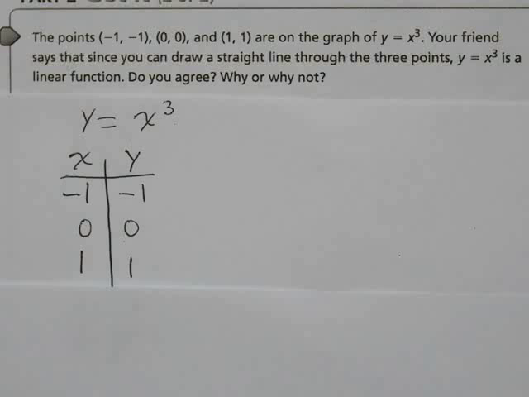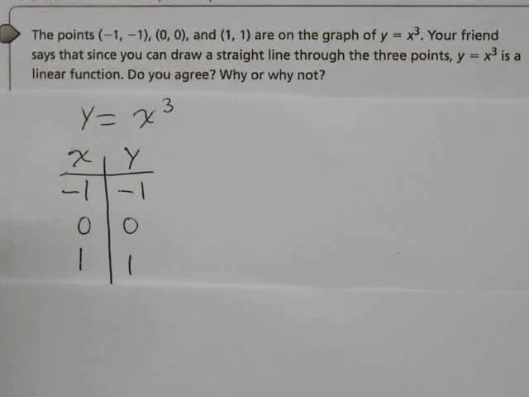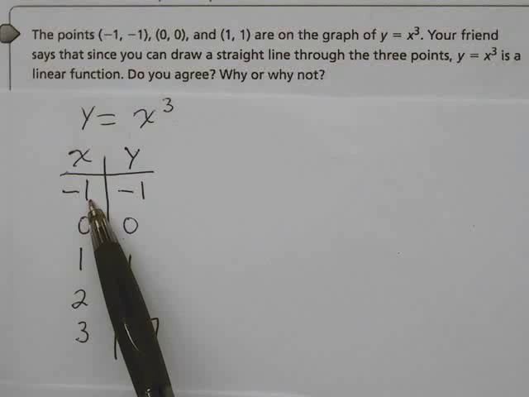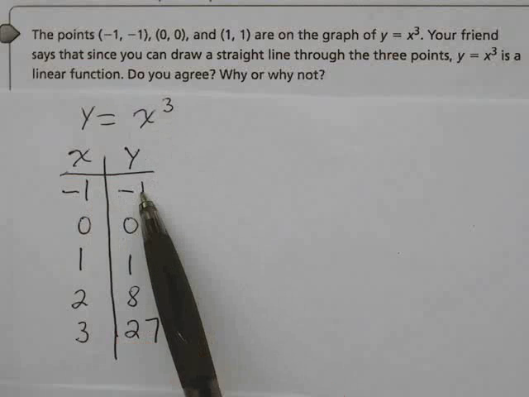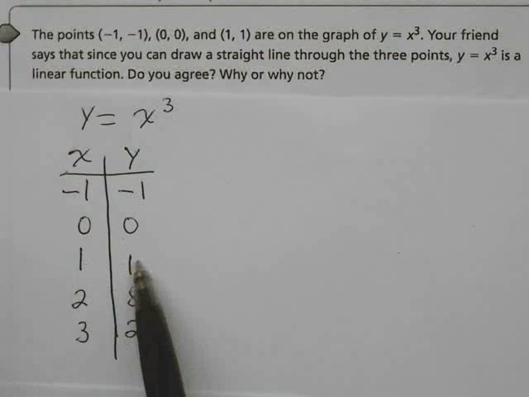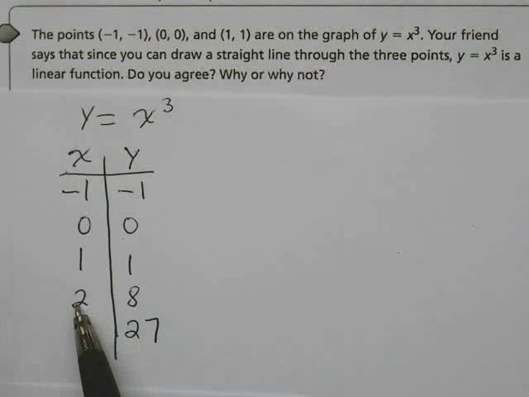Well, the answer is no, I don't agree, and I don't agree because I took this out another couple of steps, and you can see why. It is true that -1 to the third power would be -1, and 0 to the third power would be 0, and 1 to the third power would be 1. But if I use 2 for an input for x, my output is now 8. If I use 3 for an input for x, my output is now 27. So clearly, this demonstrates that this is not a linear function, and that my friend should have put a little more effort into his mathematics.